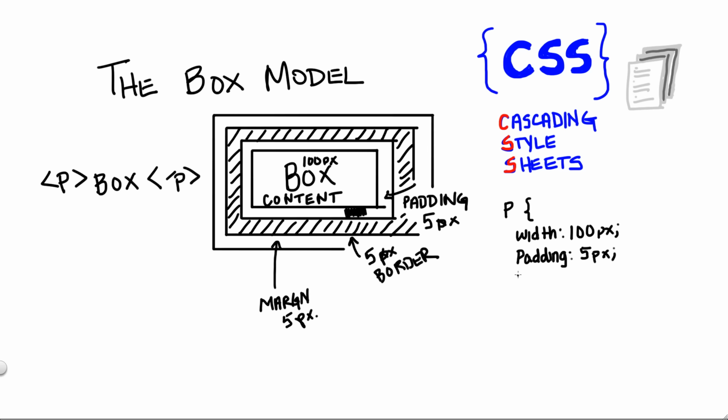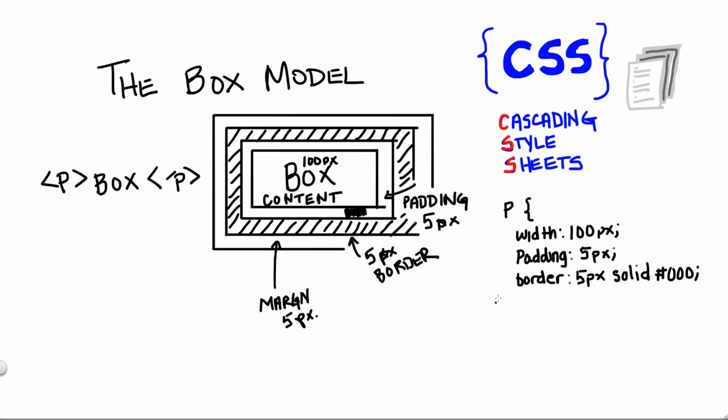So now we also had a border here. So let's go border. And that is going to be 5 pixels. Now the border rule has an additional parameter of solid. So this is the type of border. This could be dashed or dotted, and then a color. So in this rule, we'll just say black.